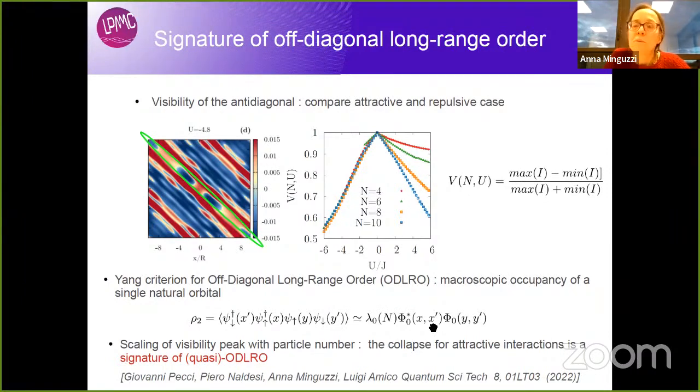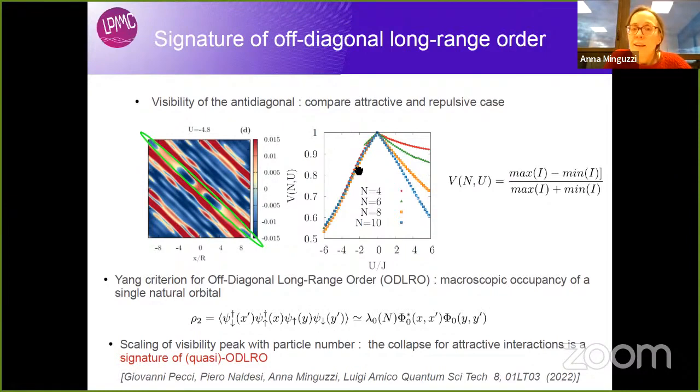then we would have that this two-body density matrix would be fixed by the pair wave function. And the prefactor would be its largest eigenvalue, depending on the particle numbers. Now, if I apply the visibility to this expression, we see that there is a canceling of the dependence on the number of particles between the maxima and the minima. And so the collapse is a clear indication of the formation of quasi-off-diagonal long-range order in the system.